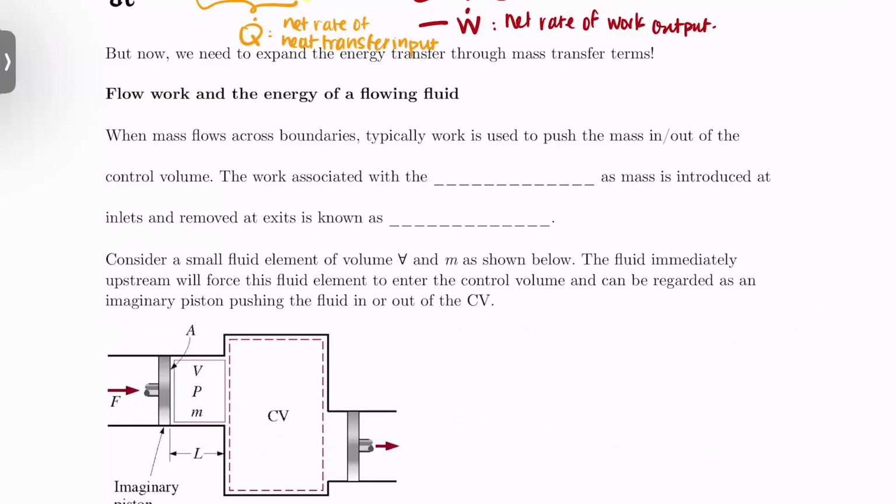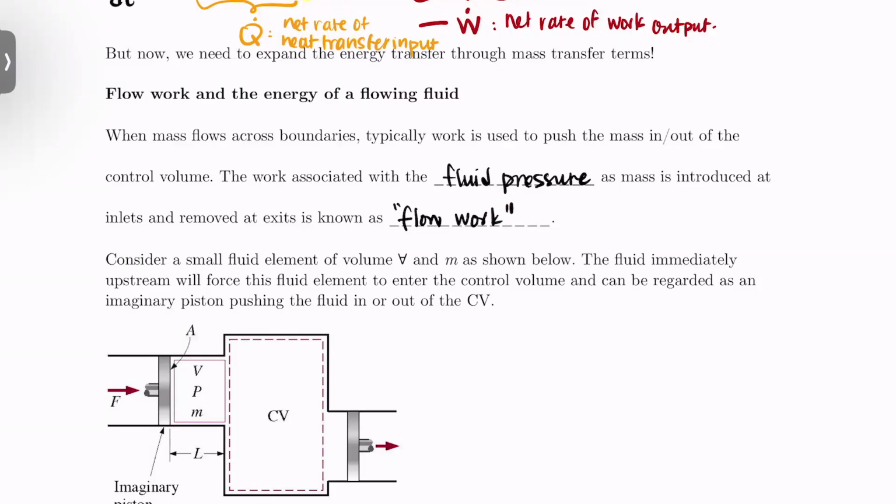So when mass flows across boundaries, typically work is used to push the mass in or out of that control volume. And so the work that's associated with the fluid pressure as mass is introduced at inlets and removed at exits is known as flow work. So this is flow work.